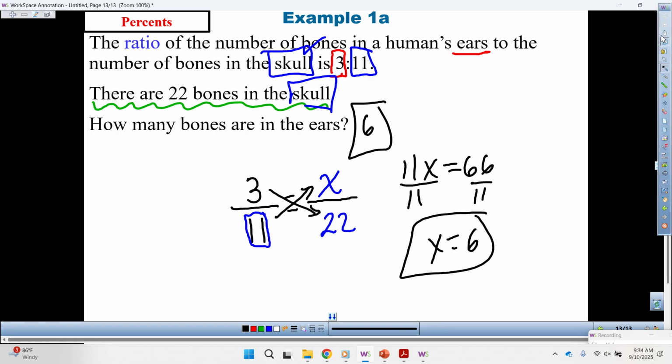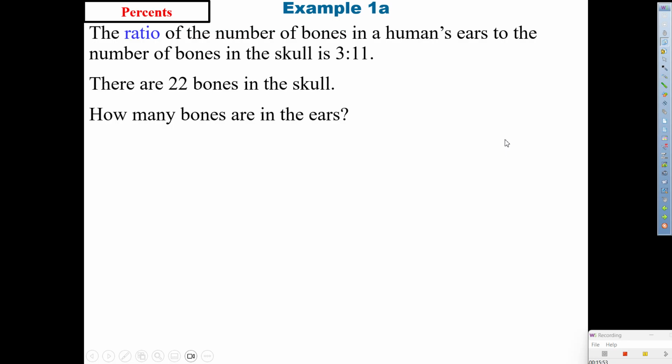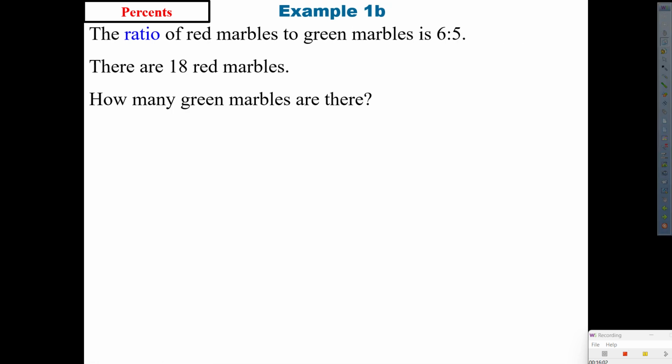Okay, copy this one for yourself. Example 1b. Copy the entire problem, please, on your notes, so you can have it as an example. And it reads, the ratio of red marbles to green marbles is 6 to 5. There are 18 red marbles. How many green marbles are there? I'll give you a minute for that. Copy and go. Check up, make sure the setup is correct.